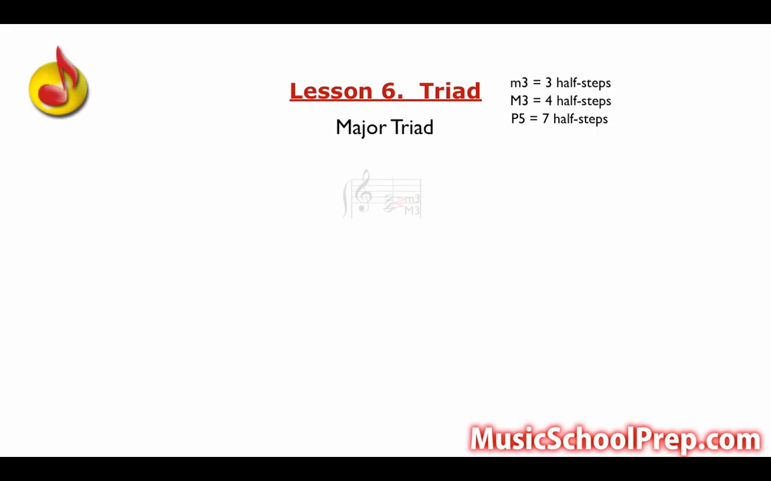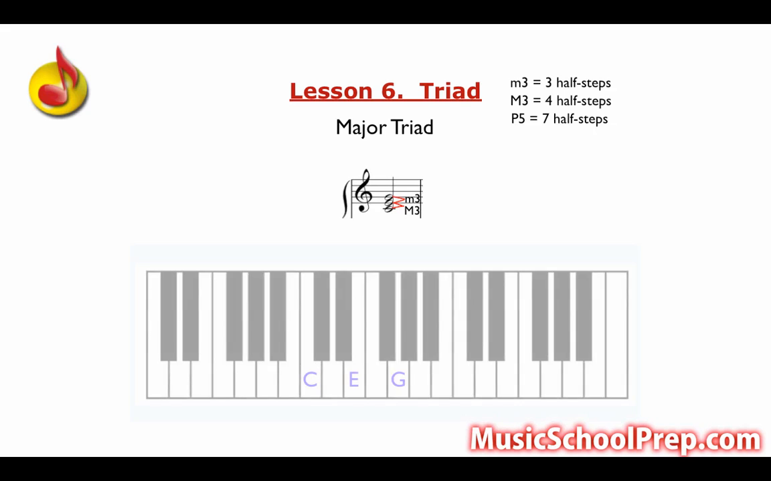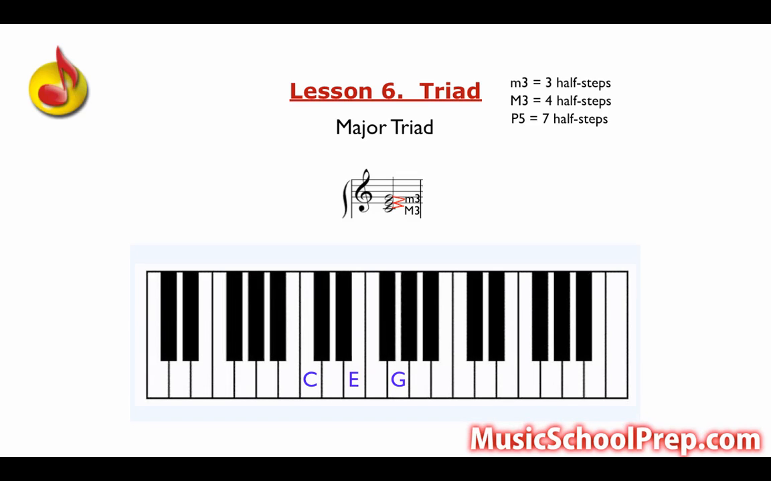Here's C major on the treble clef. From C to E is a major third, as we can see on this keyboard. 1, 2, 3, 4 half steps. And from E to G is a minor third. 1, 2, 3 half steps. Also, the interval from the root to the fifth is a perfect fifth. 1, 2, 3, 4, 5, 6, 7 half steps away. Listen to the major triad's happy quality.